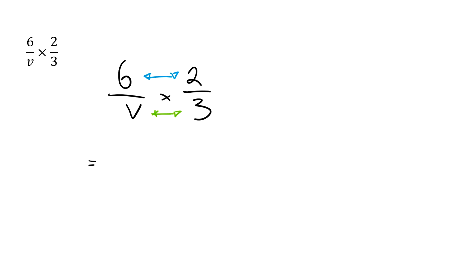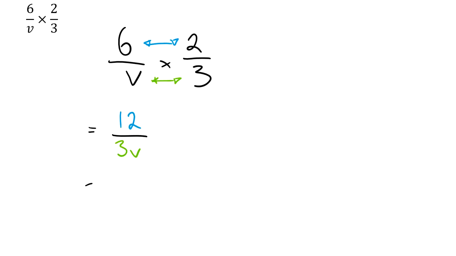Alright, so we're going to get 6 times 2, which is 12, and we get v times 3, which is 3v. Now we look if we can simplify it. We can. We look for our highest common factor. It happens to be 3, which is on the bottom. So we get 4 over v, and that is our final answer.